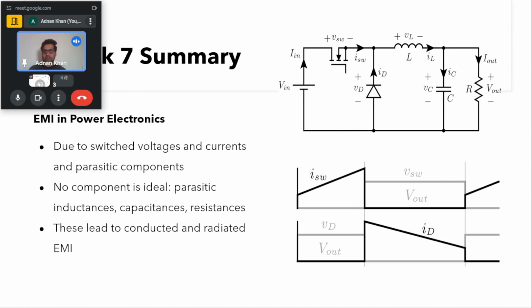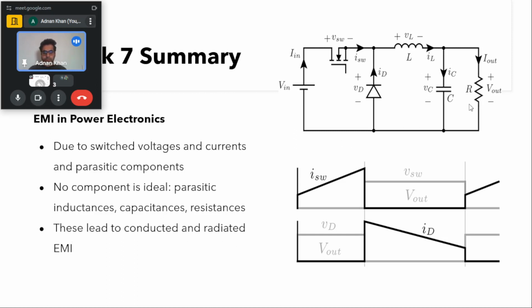So these parasitics cannot be avoided, but we shall always try to minimize them, and you'll see this subsequently, like by properly designing the converter, not placing the components too far from one another, having a very compact design, and taking into account certain things that we'll see in the subsequent slides and next week's lecture as well. We will see how we can limit this EMI.